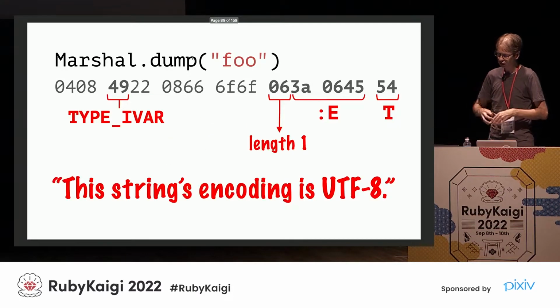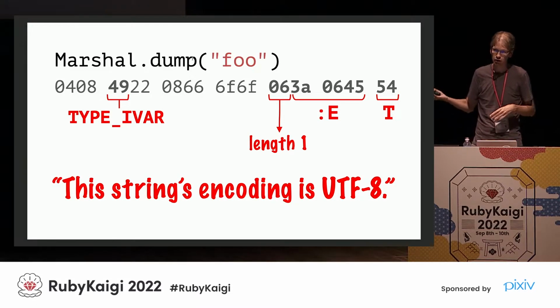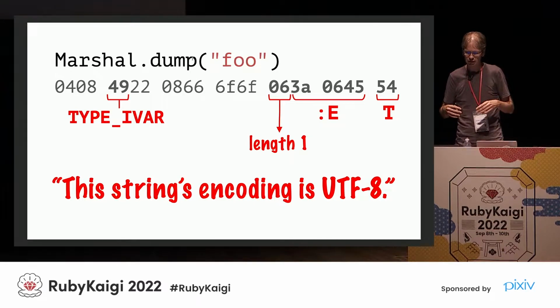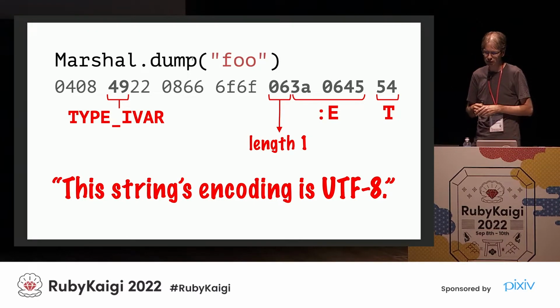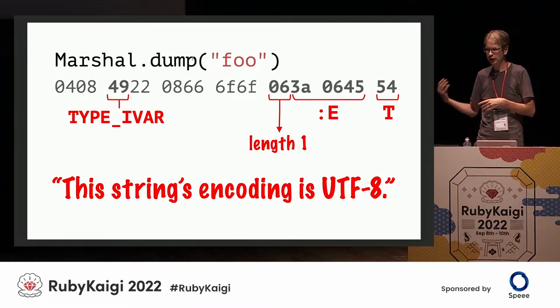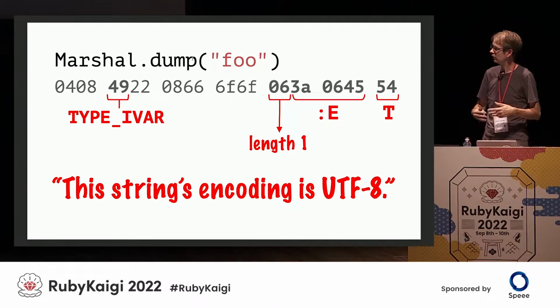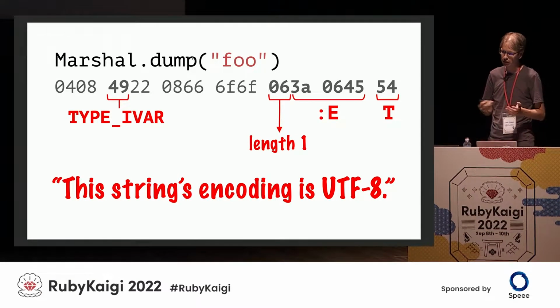And then you've got this whole wrapper around this, and I mentioned this type IVAR, and this is a situation where it's used. This is actually a special instance variable. It's length 1, the name is capital E, which is used to represent encoding, and then the value is T for true. So this is basically saying this string's encoding is UTF-8. That's how Marshall handles that.